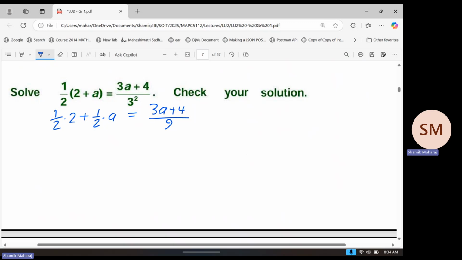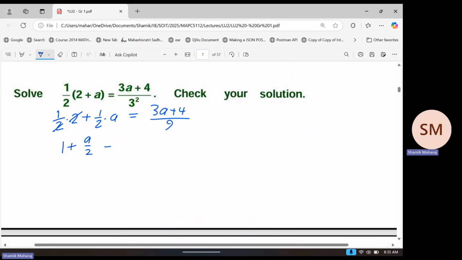Okay, so on the extreme left-hand side, the half and the 2 cancel out and we're left with just 1. Okay, half a is just a over 2. And let me just rewrite this side as it is, (3a plus 4) over 9. Now, it's probably best to get rid of the 9 from the right-hand side so we can multiply by 9 on both sides. So let's just make a note of what we're doing, multiply by 9 on both sides. So this becomes 9 times (1 plus a over 2).